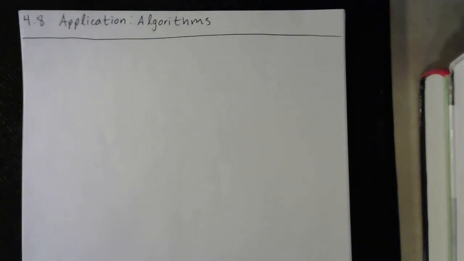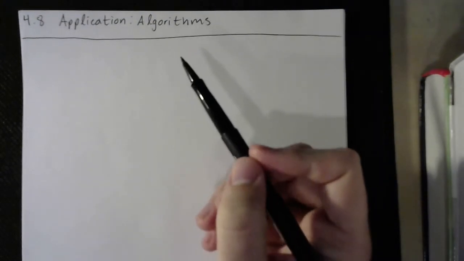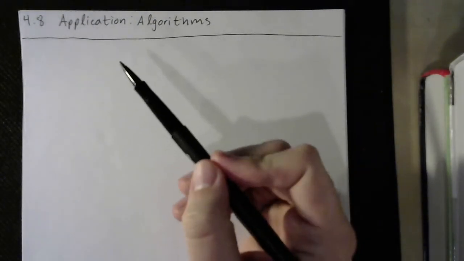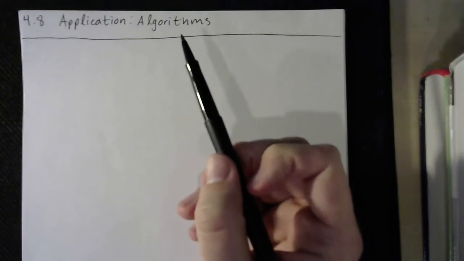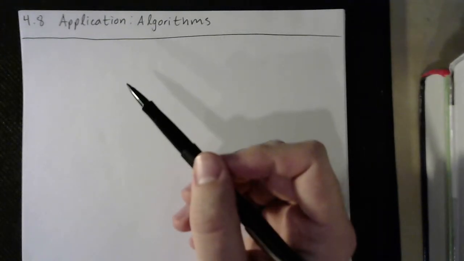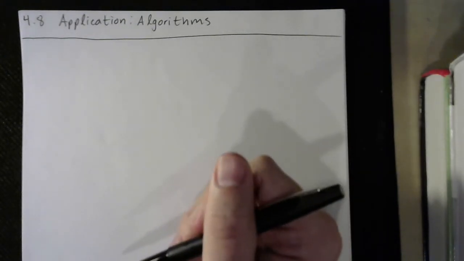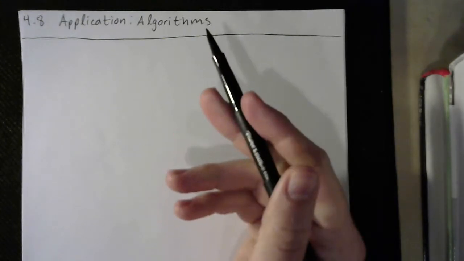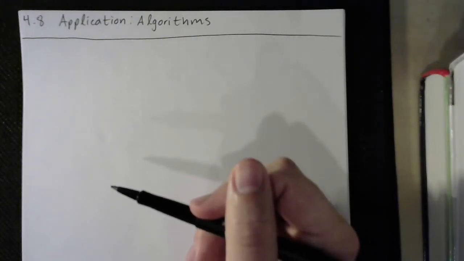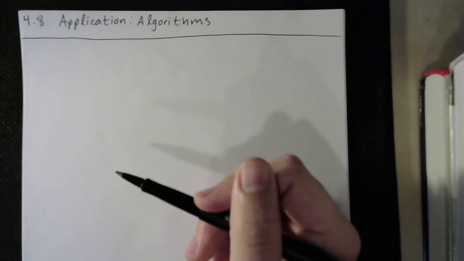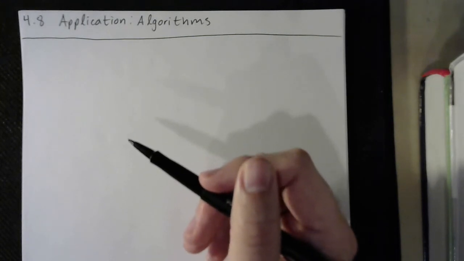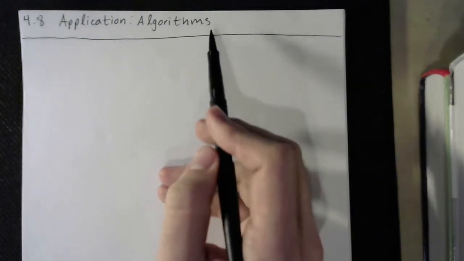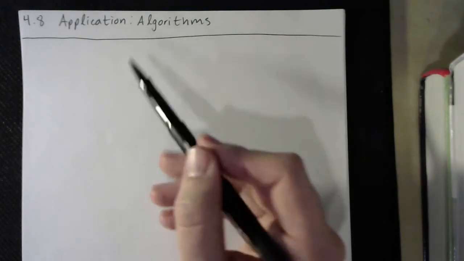Okay, so we're starting here on section 4.8, which is an application section on algorithms. Now, I know this isn't in the schedule. I like to cover this section because most of you, if not all of you, are computer science majors, and so this will be a little bit more interesting, like the circuit section was, to see an application that you are familiar with.